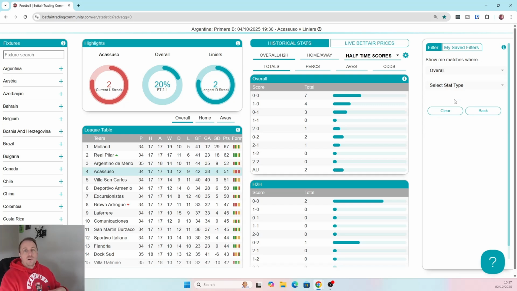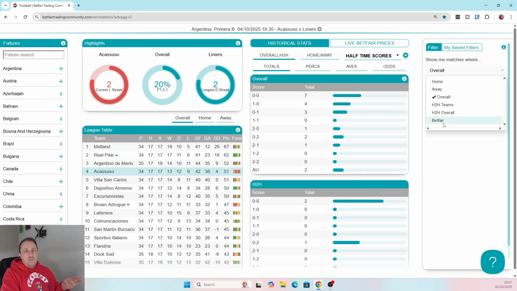Overall, we'll look at both teams' stats combined. Again, using the home results for the home team and the away results for the away team, but it will combine those two things together. Head to head teams is fairly self explanatory. It's when they've played each other. And then head to head overall will be when they played the general group head to head.